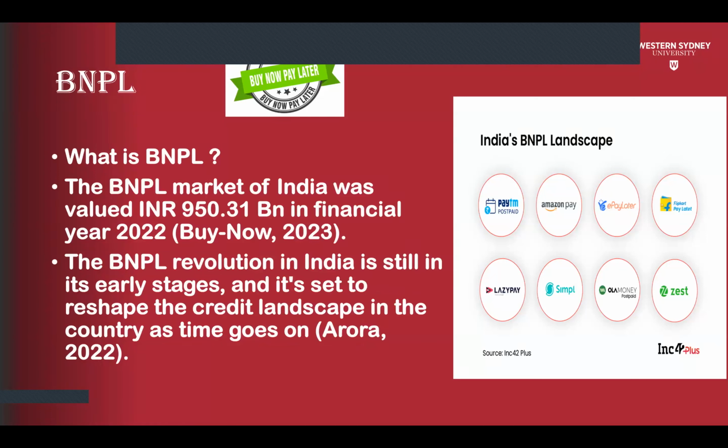Would you believe that? Okay, let's talk about some of the BNPL services in India. Paytm Postpaid, Ola Money Postpaid, Amazon Pay Later, and Flipkart Pay Later are some of the famous buy now pay later services in India. The BNPL market of India was valued at INR 950.31 billion in financial year 2022. That's huge, and it is expected to grow a lot. India being a developing nation, is in the early stages of this revolution, and BNPL is expected to reshape the credit landscape in the country as time goes on.